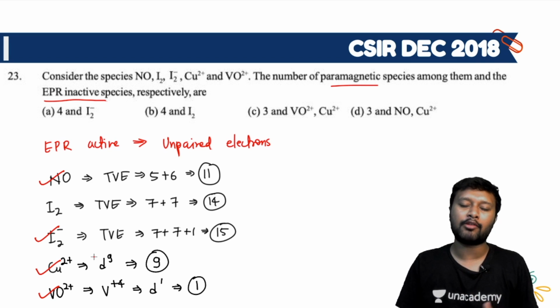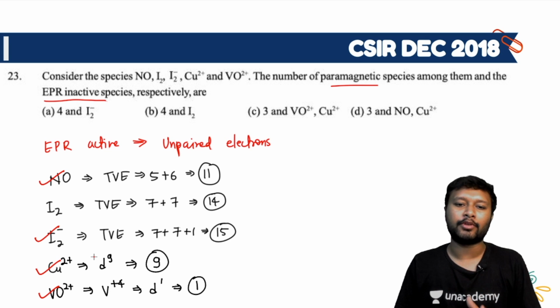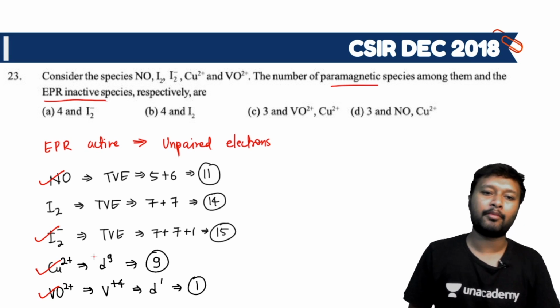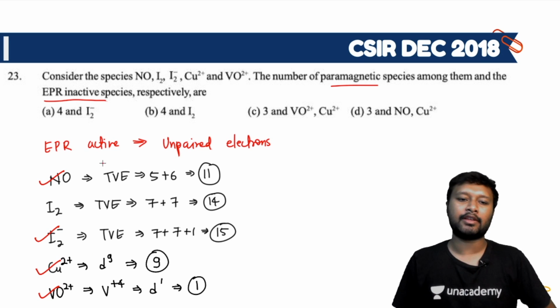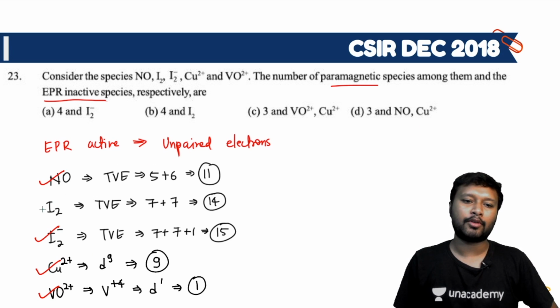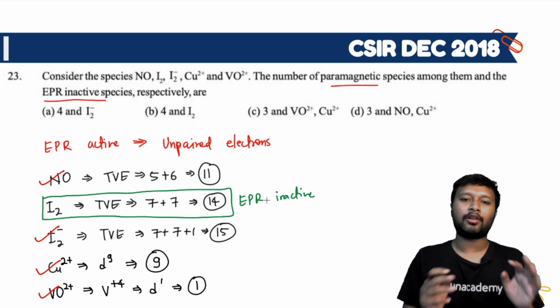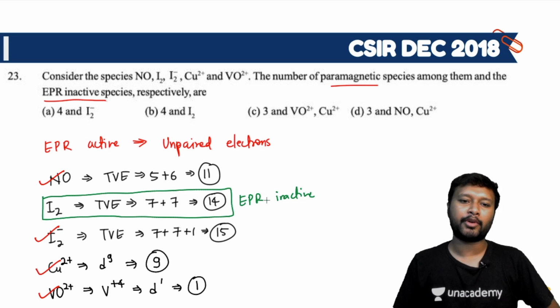So those which I have taken down right now are all paramagnetic species, whereas I2 is a diamagnetic species, and you need unpaired electrons, or you need a species to be paramagnetic, in order to become EPR active. So the species which is EPR inactive is actually I2. Iodine over here is the species which is EPR inactive, and the reason is that all the electrons are paired up, it does not have any unpaired electron.